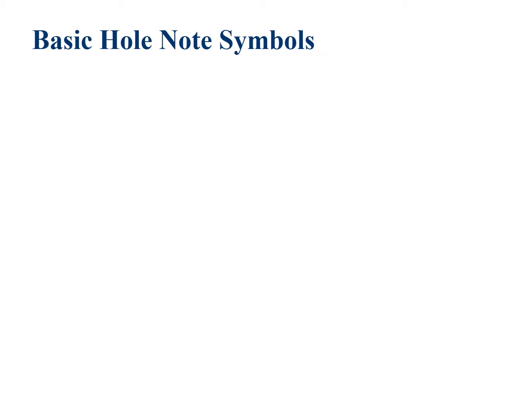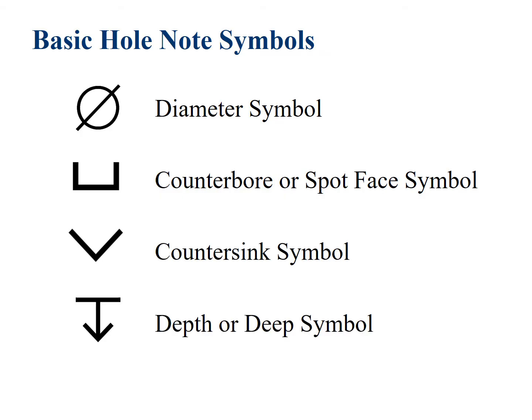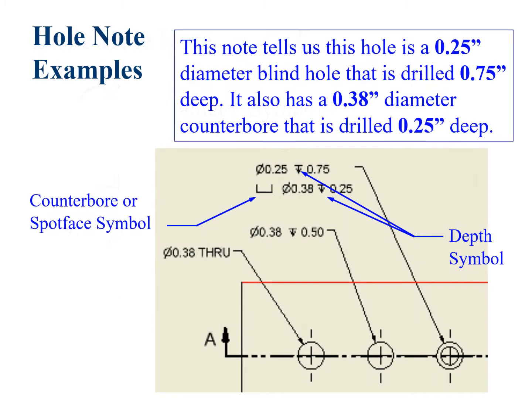Here are some basic hole note symbols: the diameter symbol, counterbore or spot face symbol, countersink symbol, and the depth or deep symbol. Now let's look at some hole note examples. Let's first start by looking at the counterbore or spot face symbol and how it is used.